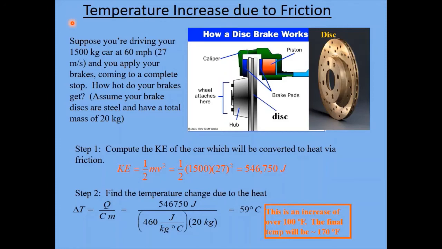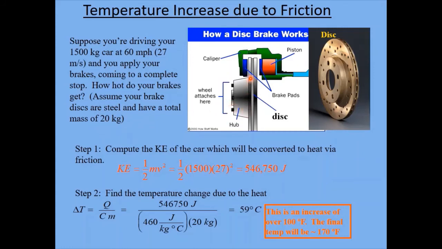So in this problem, suppose you're driving your 1,500 kilogram car at 60 miles per hour, which converts to 27 meters per second, and you apply your brakes, coming to a complete stop. How hot do your brakes get? We're going to assume your brake discs are steel and they have a total mass of 20 kilograms.